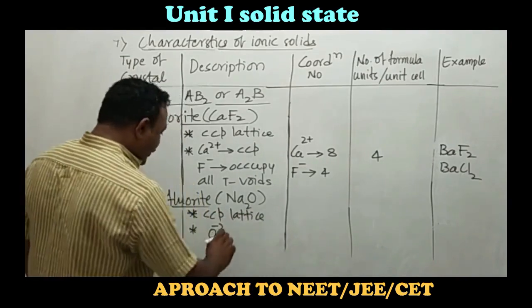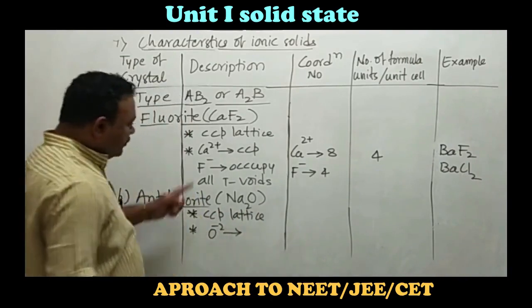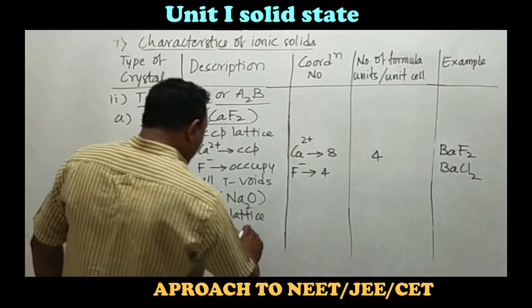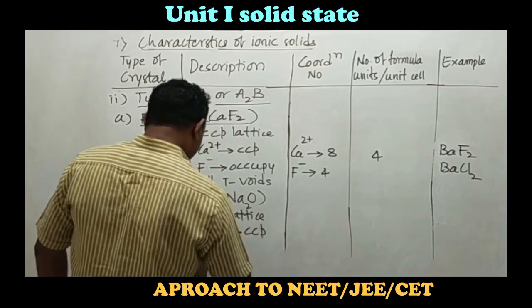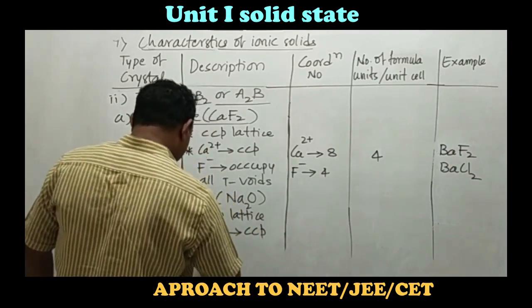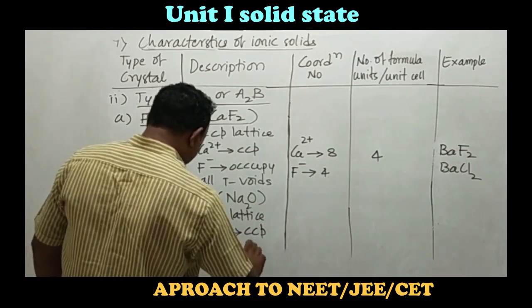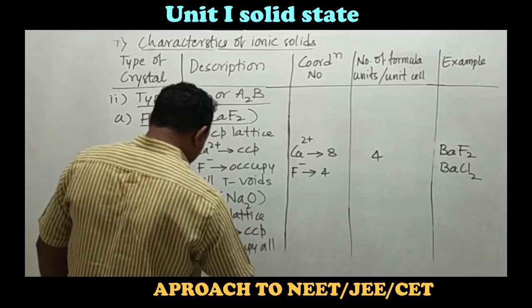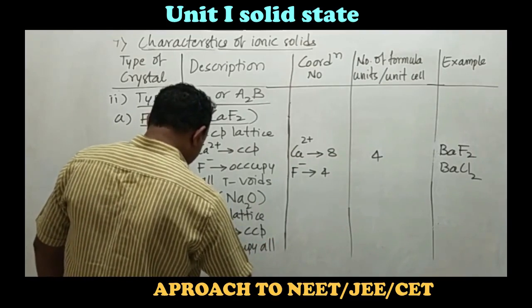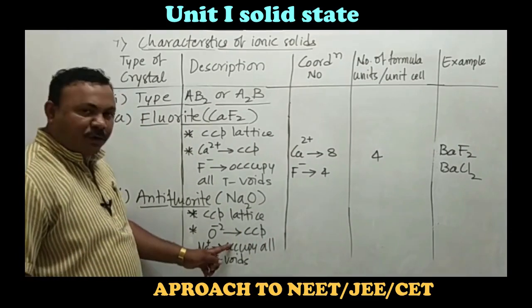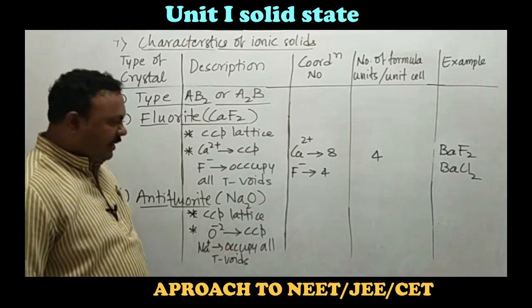O2- ions. You can see in fluorite, Ca2+ ions are in CCP. Now here, O2- ions are in CCP. Cation Na+ ions occupy all tetrahedral voids. Na+ ions occupy all tetrahedral voids.